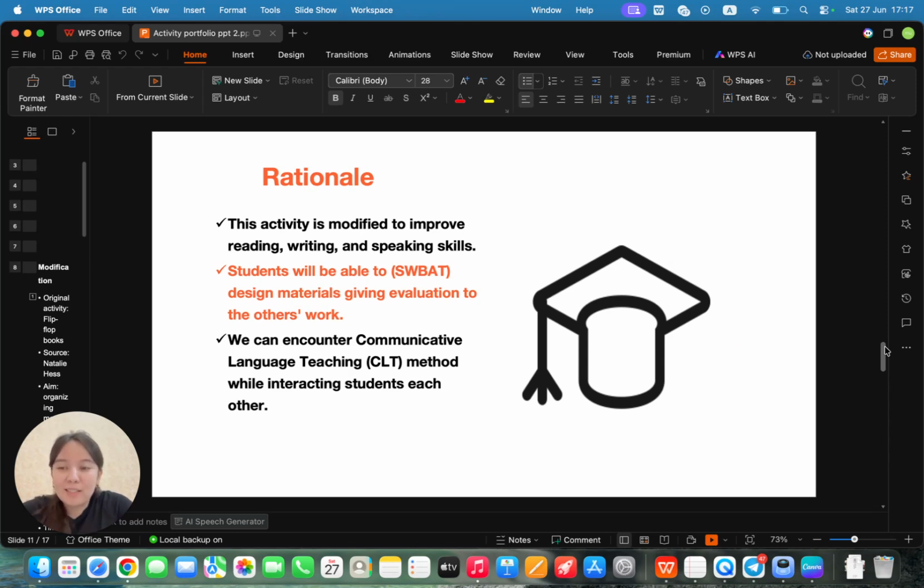So today's lesson is over. If you have questions, you are welcome. These kinds of modified activities can improve students' four major skills: reading, speaking, listening, and writing skills.